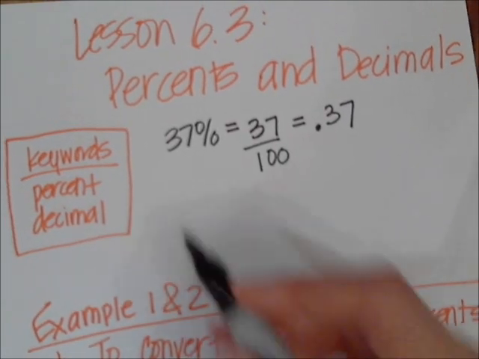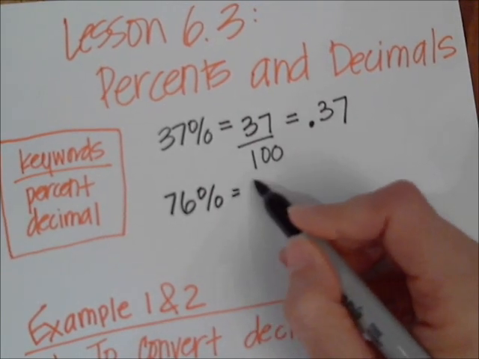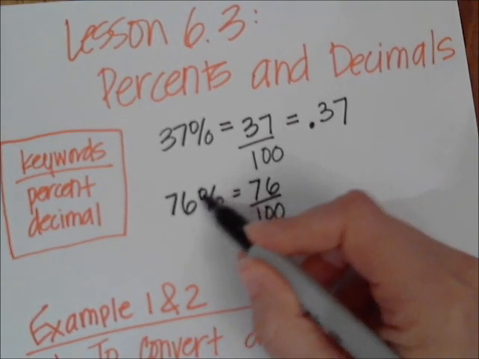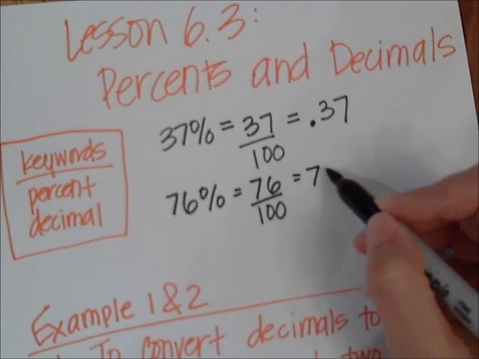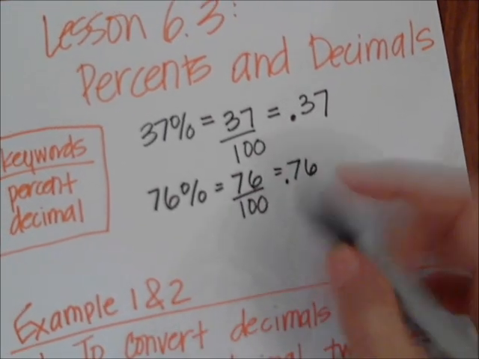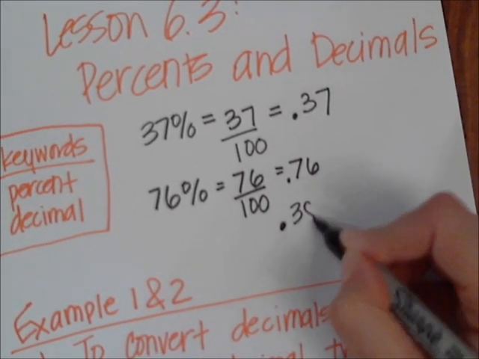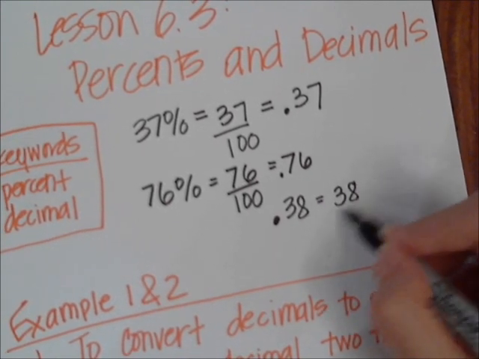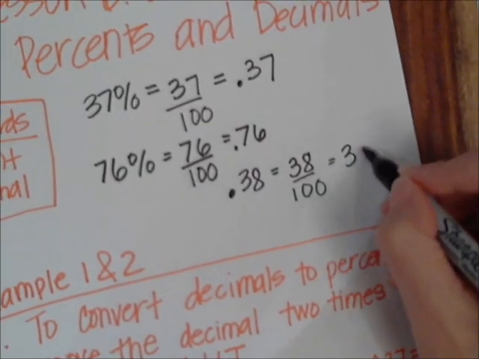Same goes with 76%. I can change 76% to 76 over 100 because the percent sign means out of 100. So 76 out of 100 would be 0.76 or 76 hundredths. Similarly, let's say I wanted to change 38 hundredths. I can make that 38 over 100, and then that would be 38%.